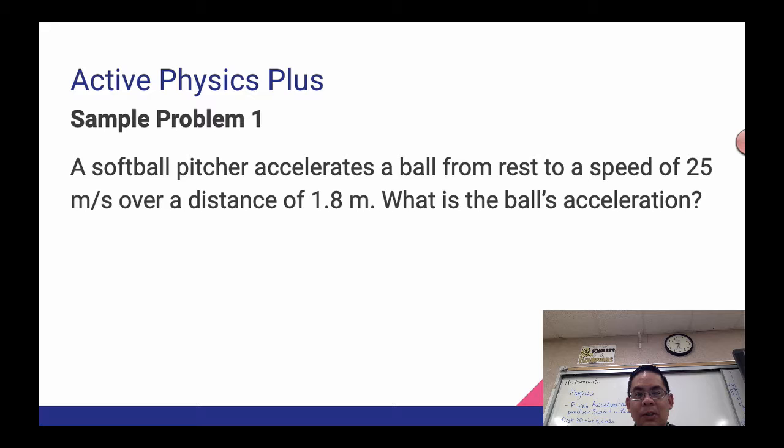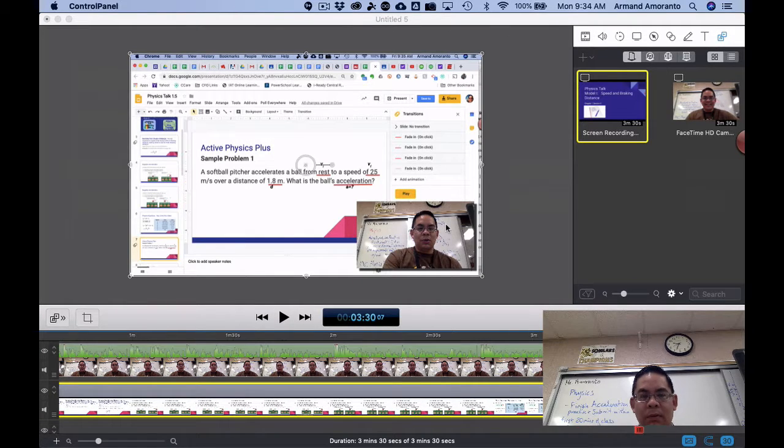All right, so in looking at the solution, one of the things we want to pay attention to is what's given. So we've got from rest, that means the initial velocity is 0. We got a speed of, what the heck happened?